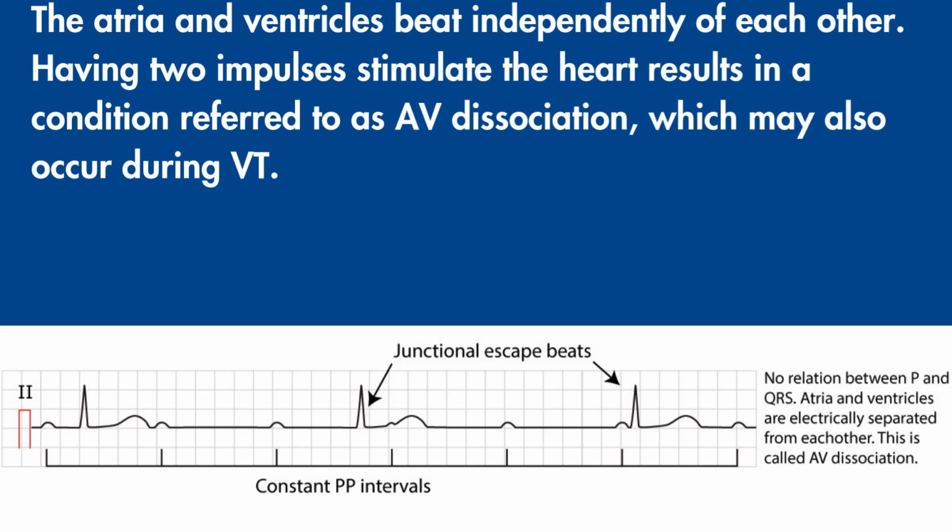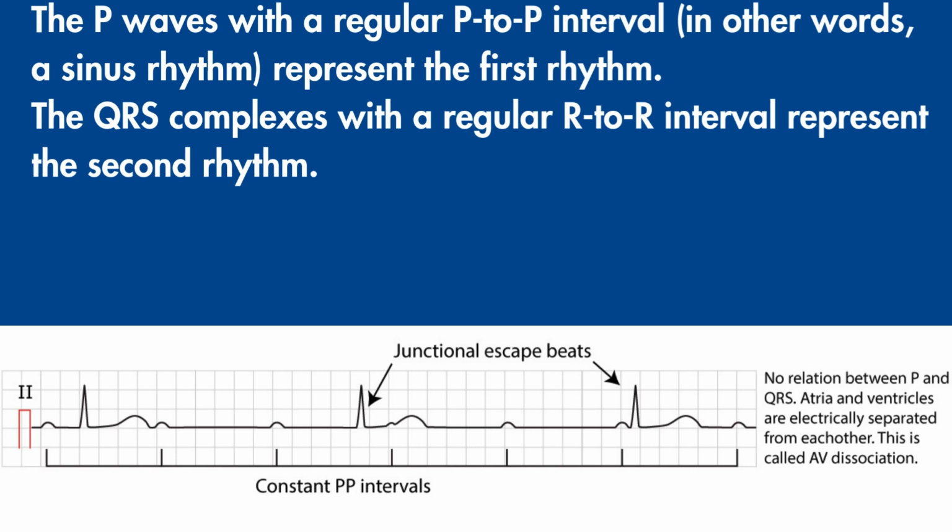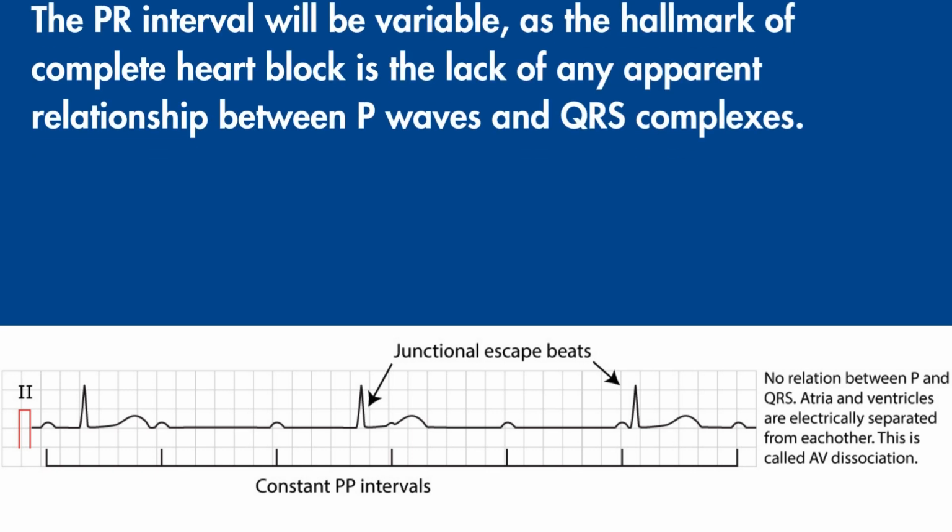Having two impulses stimulate the heart results in a condition referred to as AV dissociation, which may also occur during ventricular tachycardia. The P waves with a regular PP interval, in other words, a sinus rhythm, represent the first rhythm. The QRS complexes with a regular RR interval represent the second rhythm. The PR interval will be variable, as the hallmark of complete heart block is the lack of any apparent relationship between P waves and QRS complexes.